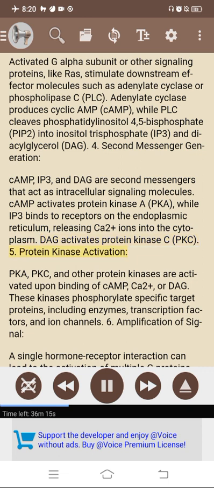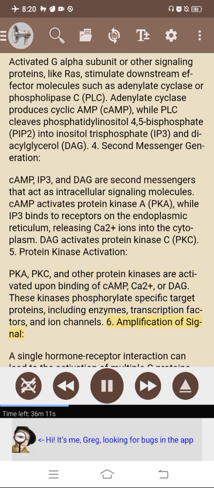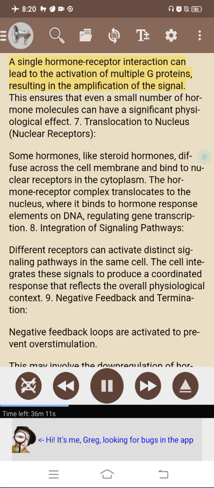5. Protein kinase activation. PKA, PKC, and other protein kinases are activated upon binding of cAMP, Ca2+, or DAG. These kinases phosphorylate specific target proteins, including enzymes, transcription factors, and ion channels. 6. Amplification of signal. A single hormone receptor interaction can lead to the activation of multiple G proteins, resulting in the amplification of the signal. This ensures that even a small number of hormone molecules can have a significant physiological effect.